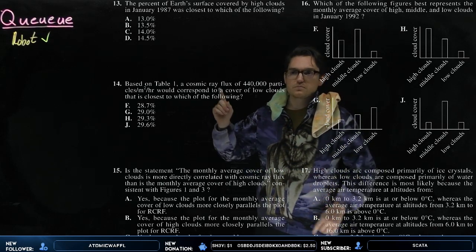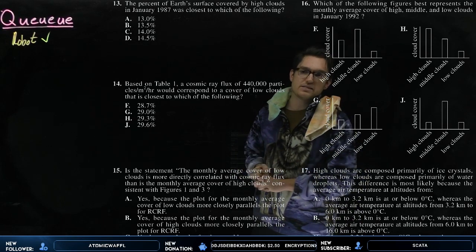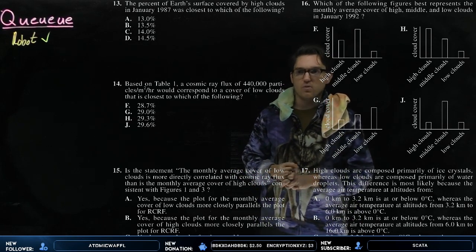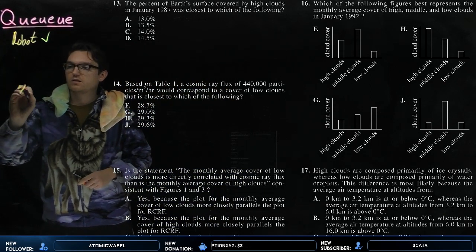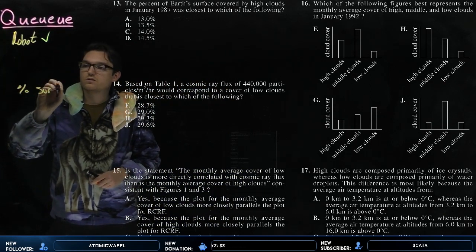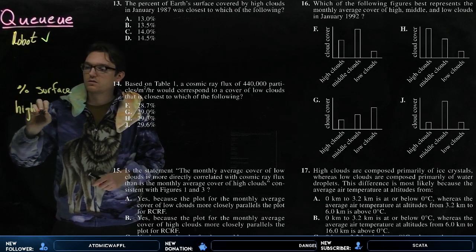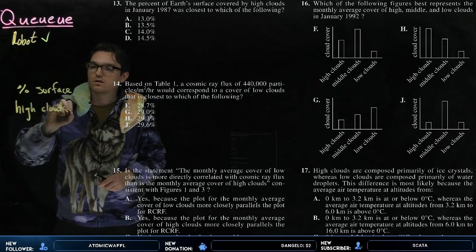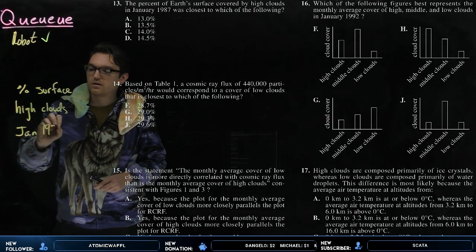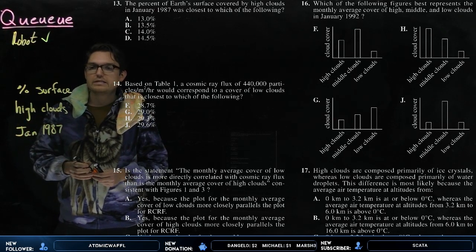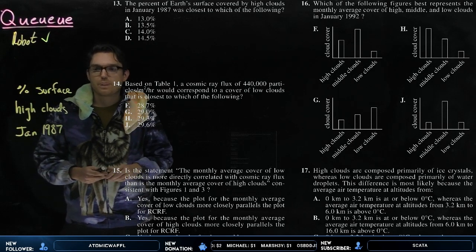Number 13. The percent of Earth's surface covered by high clouds in January 1987 was closest to which of the following, and we get a bunch of percentages. So we want a percent of the surface covered by high clouds in January of 1987. I did not exist yet at that point. Brendan, go ahead and take us back.